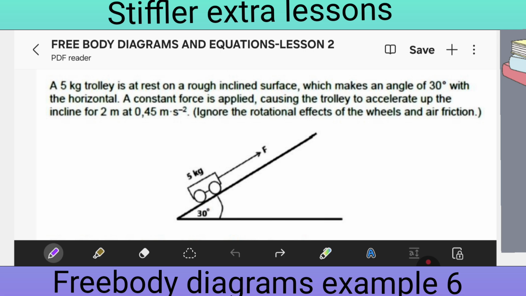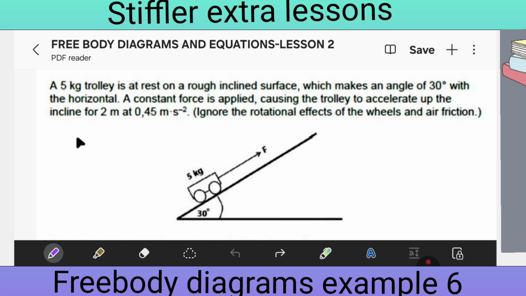So today we are having this simple diagram. So this should be just simple to solve. So let's hear the statement and then we'll take out the important information from that. So this is saying a 5 kg trolley is at rest on a rough inclined surface.